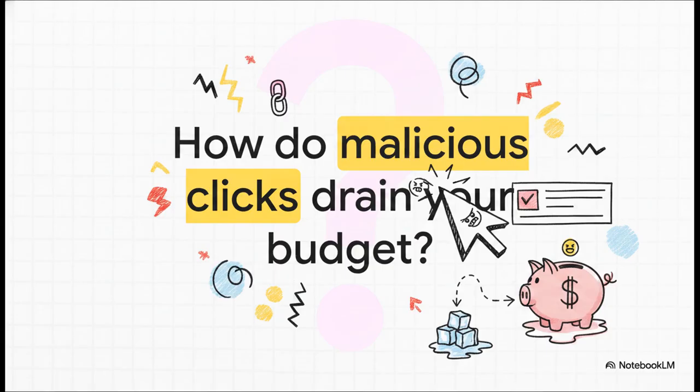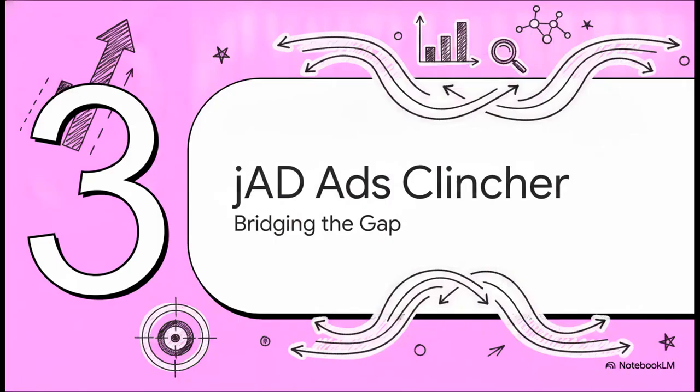How do malicious competitor clicks drain your budget? Well, without accurate tracking, you're often forced to use manual bidding strategies. And when you do that, you leave the front door wide open to malicious competitor clicks. Say a rival keeps clicking your ad just to exhaust your daily budget. The system doesn't know any better. It just sees clicks, charges you, and completely drains your resources without ever delivering a real lead. It's wildly frustrating.